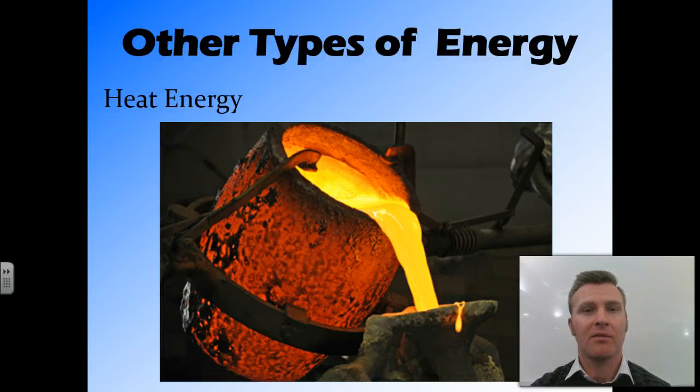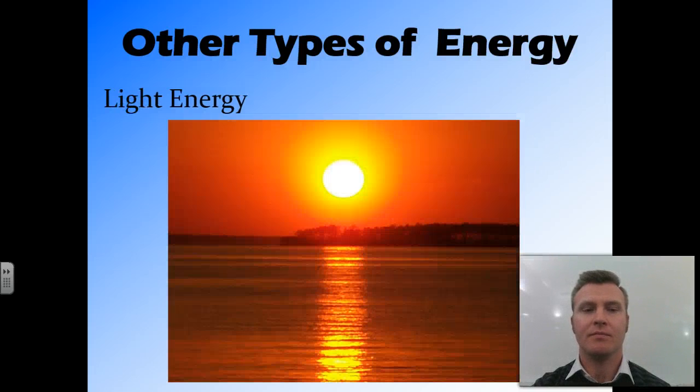I've mentioned a couple of the different types of energy throughout this video already, but some of the other types of energy we have are heat energy, so when things are hot, they have energy. Light energy, which is the energy of light. If it comes from the sun, we can call it solar energy, but light energy may also come from a light globe or a fire or candle.